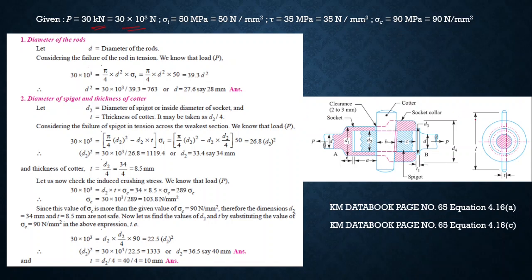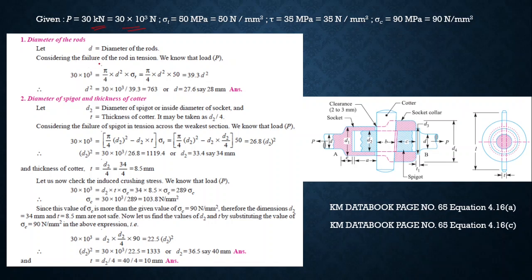And this is the figure of the socket and spigot quarter joint. This is the front view and this is the side view. Then we can refer to the KM data book, page number 65, for the designing of this quarter joint. First, diameter of the rods. How to find out the diameter of the shaft? Here, small letter d is equal to the diameter of the shaft.